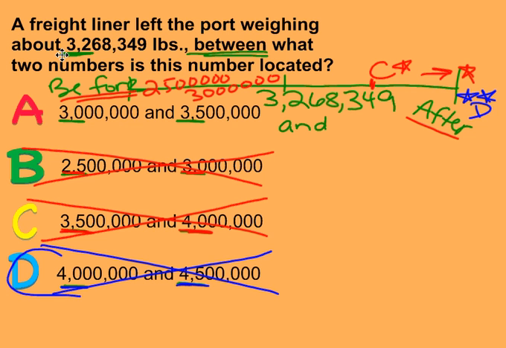That must leave our last one that is correct. 3 million to 3.5 million. Well, let's check. 3 million is before 3,268,000 and 3.5 million is after, so we know that A is correct. Be sure you think about every one of the selections on your test in the number problem before you select your answer.